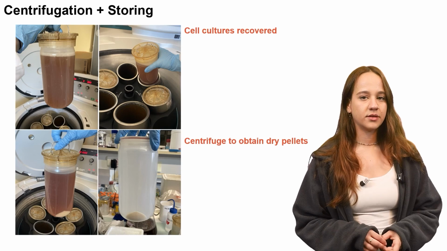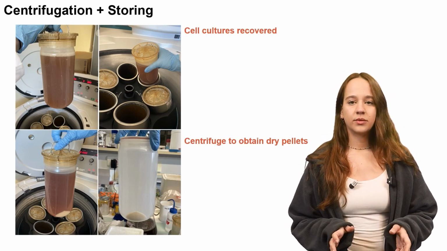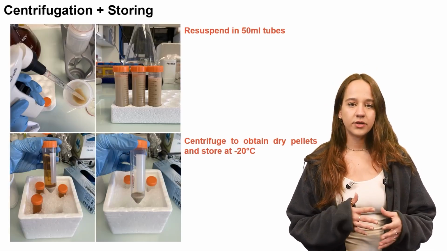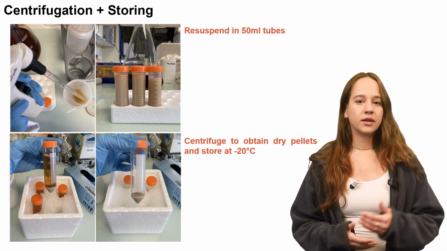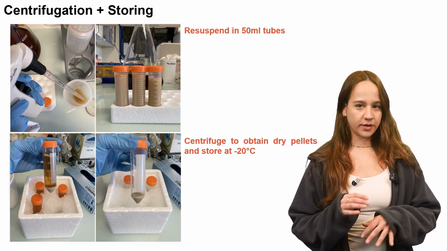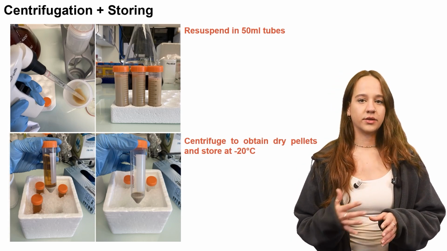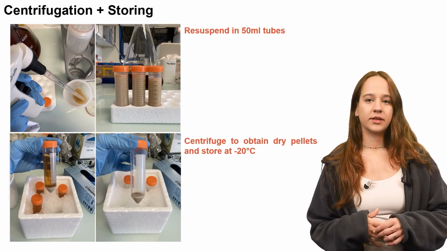The next day, the cell cultures are recovered and centrifuged to obtain dry pellets that will be stored at -20 degrees Celsius until purification. At this stage, we don't need to work under sterile conditions anymore. We use large-scale centrifugation with 1-liter pots. Once the cells are all pelleted, we transfer the pellets into 50 ml tubes, 1 to 2-liter culture pellets per tube, and we store them at -20 degrees Celsius.